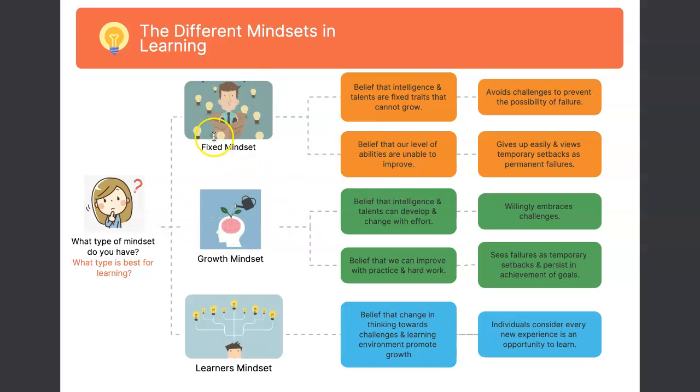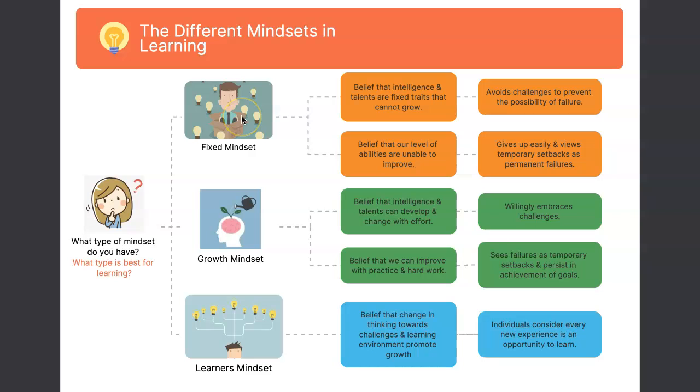This infographic is simple in design, first posing the question, what type of mindset do you have? And immediately after that, what type is best for learning? The three different mindsets are then introduced, the fixed, growth, and learner's mindset. The belief of each mindset is first highlighted, then preceded by the corresponding results.